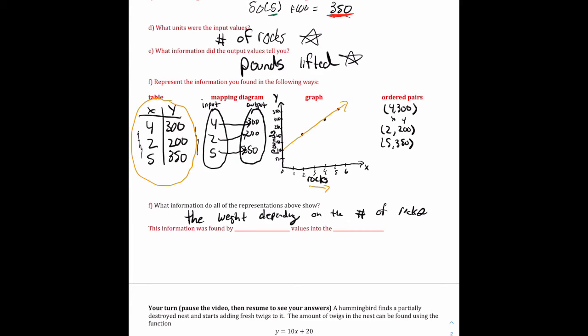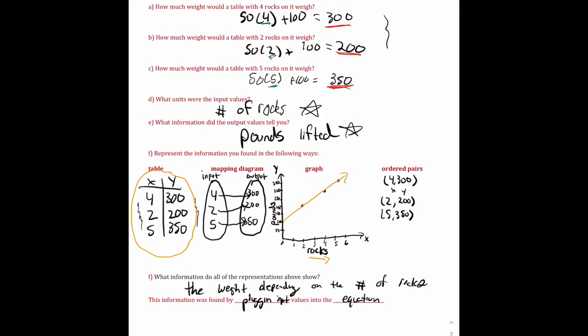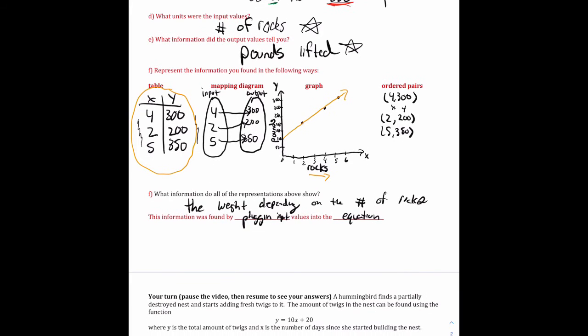So this part's in red right here, so you're writing that down as well. The information was found by plugging input values into the equation. So we plugged in 2, 4, and 5 up here in A, B, C, and D, and that helped us find all the ways we could represent this information by plugging it into our equation, y equals 50x plus 100.